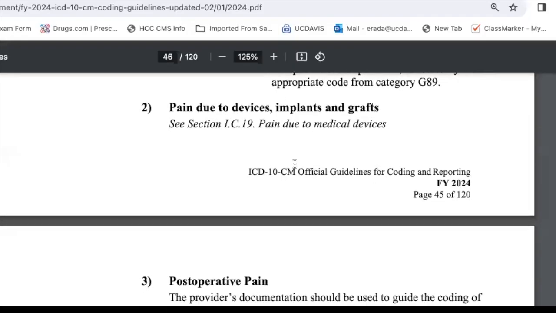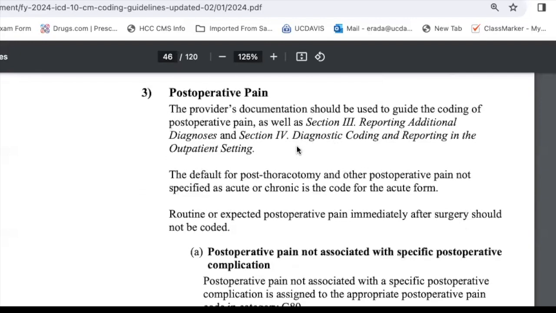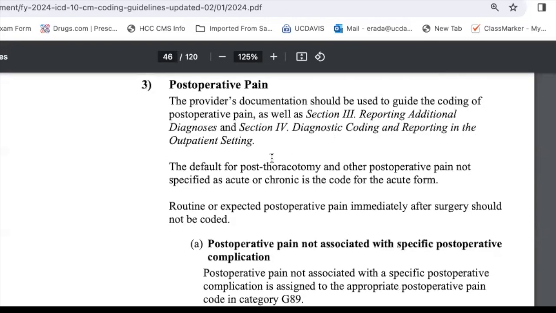What about pain due to devices, implants, and grafts? Let's look at this guideline, guys, and let's read this. The provider's documentation should be used to guide the coding of post-operative pain, as well as in section 3, reporting additional diagnoses. The default for post-thoracotomy and other post-operative pain not specified as acute or chronic is the code for the acute.